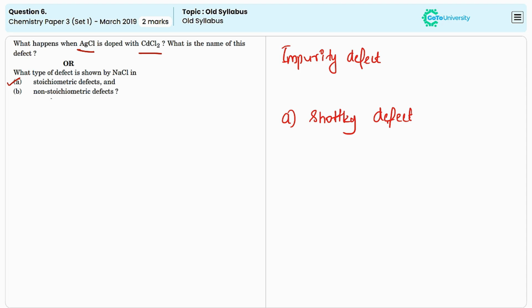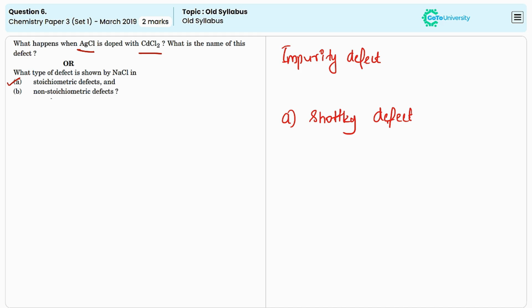Both Na+ and Cl- vacancies are created in equal number to maintain the charge neutrality. The removal of an equal number of Na+ and Cl- ions ensures that the overall charge balance of the crystal is preserved. The presence of Schottky defect results in a decrease in the density of the crystal. It also affects the ionic conductivity as the vacancies allow ions to move more freely.